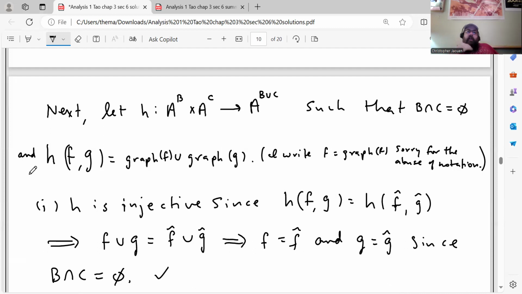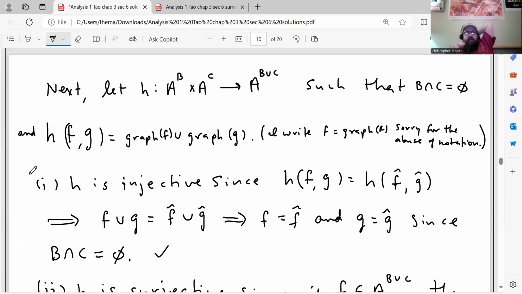Let H from the set of all functions from B to A, a Cartesian product with the set of all functions from C to A, to the set of all functions from B union C to A, be the function such that H of (F, G) equals, here I'm abusing notation, but I'm just explaining so I don't confuse anybody, F union G. Originally I had written F union G, and actually down here I have it written. What I mean is the graph of F union the graph of G. Hopefully that's clear.